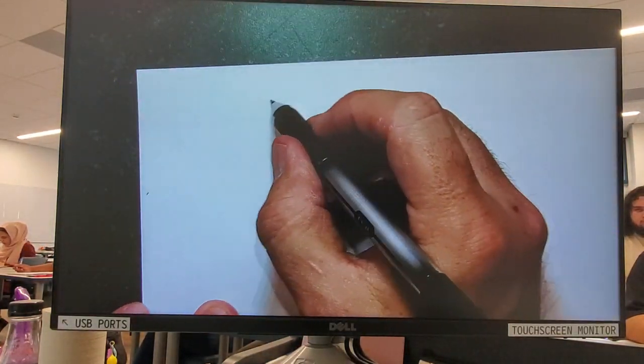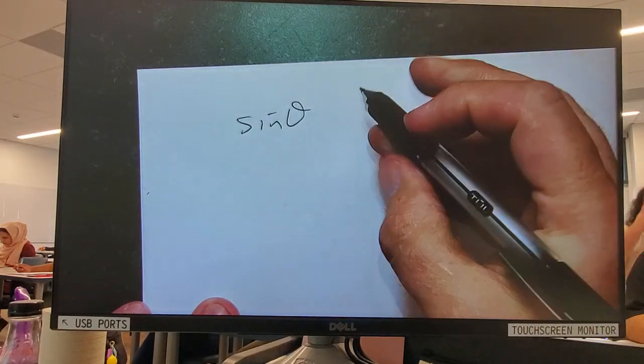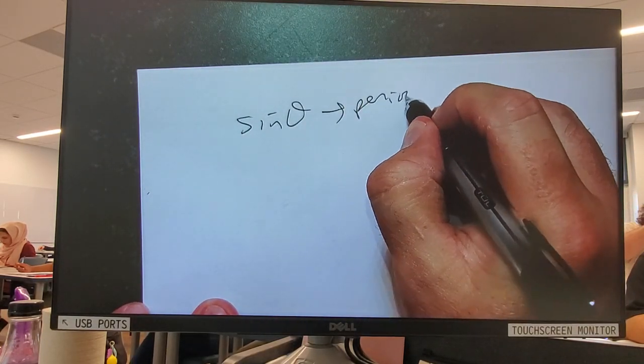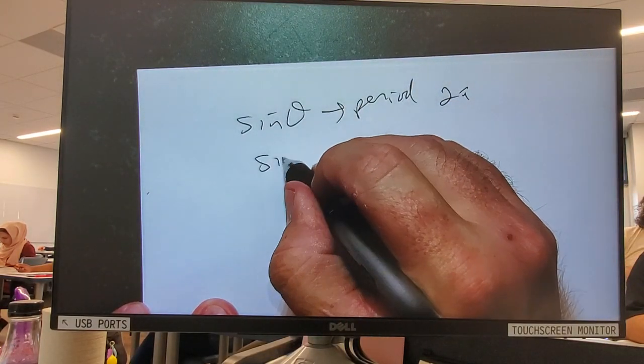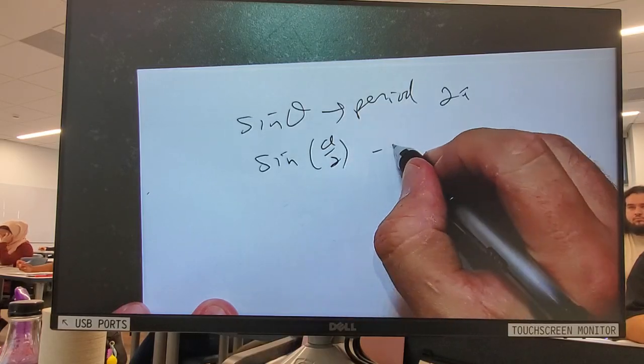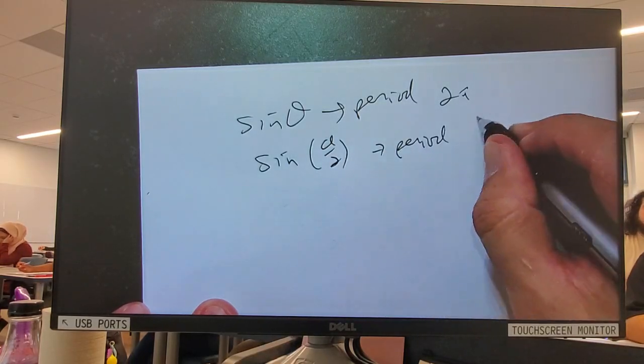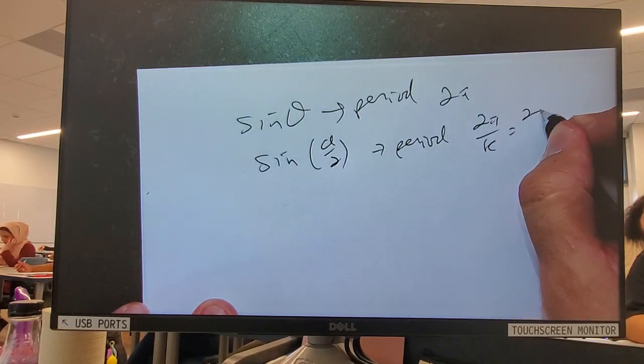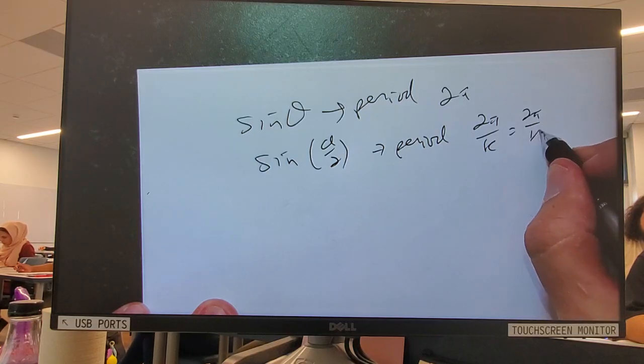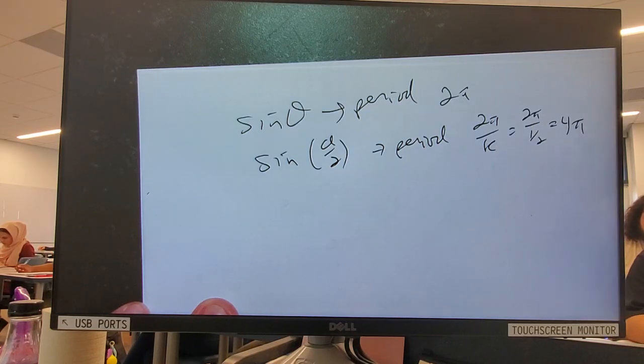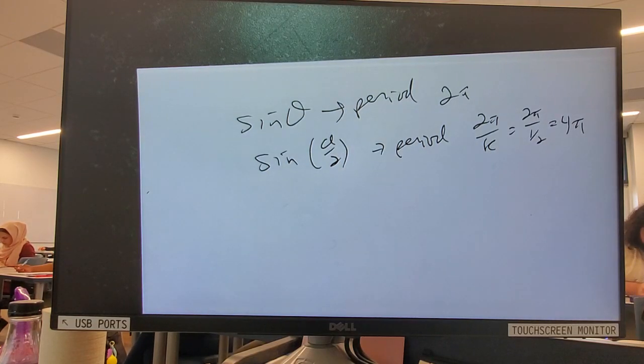So if I have sine theta, that's got a period of 2 pi. So if I put sine theta over 2, that now has a period of 2 pi over k, 2 pi over 1/2, so I get 4 pi. Does that look at all familiar?